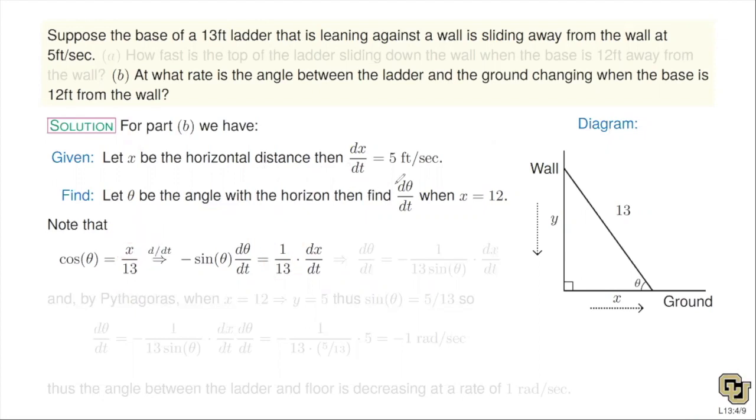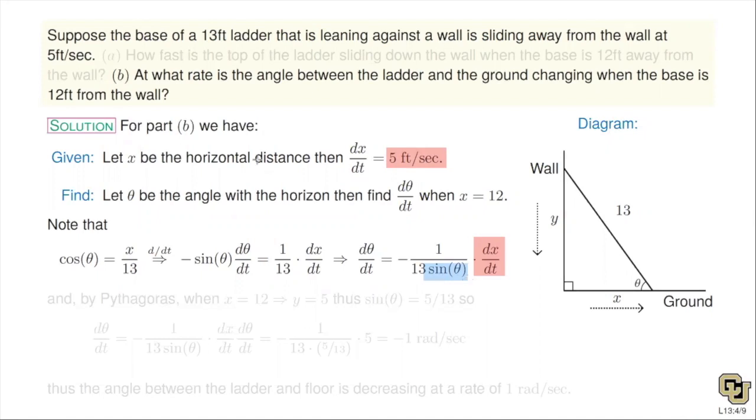And so now, remember, I'm trying to isolate d theta dt, so I divide both sides by negative 13 sine theta. And now the last step is to plug in. I know dx dt is 5 feet per second, but I need to do a little work to figure out what sine theta is. But they've given us enough information.